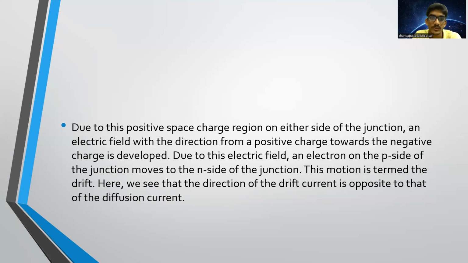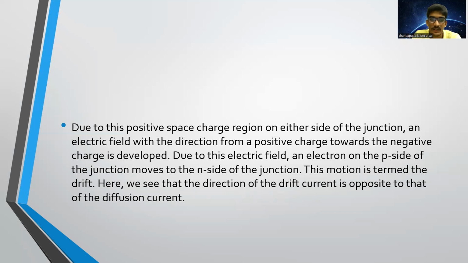Due to the positive space charge region on either side of the junction, an electric field with the direction from a positive charge towards the negative charge is developed. Due to this electric field, an electron on the p side of the junction moves to the n side of the junction. This motion is termed as a drift.